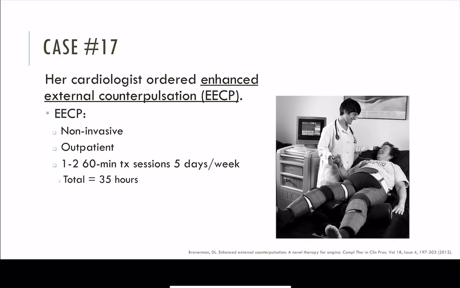So this is non-invasive. You can do this as an outpatient. Here is someone receiving EECP. You do 1 to 2 60-minute sessions 5 days per week. The treatment totals 35 hours altogether.